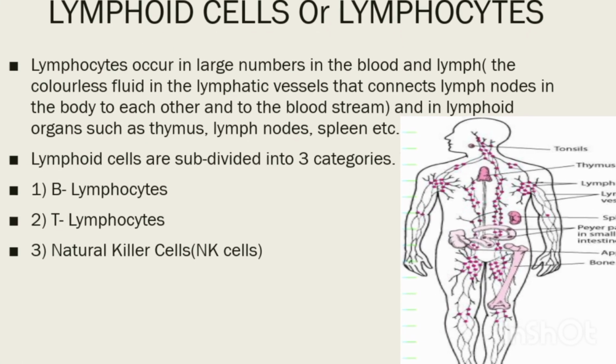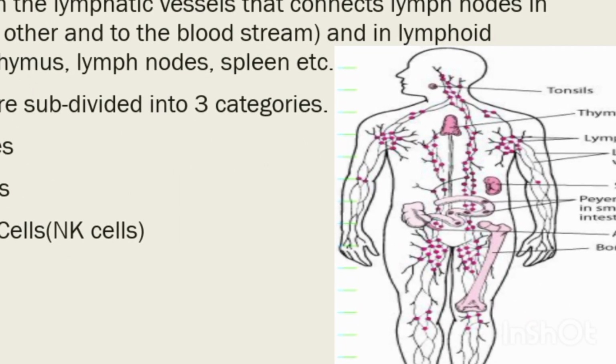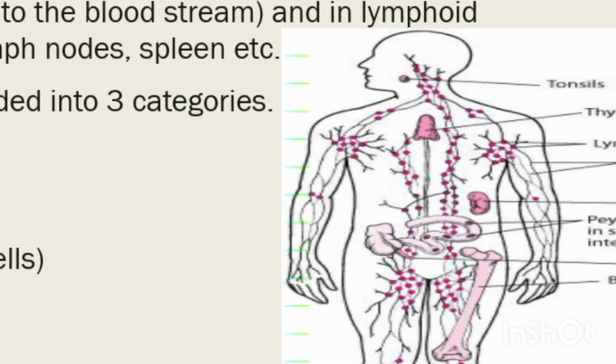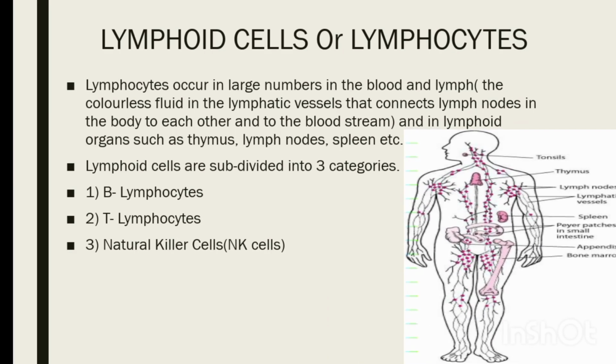You can see in the diagram, the pink dots represented are the lymph nodes, and connecting the lymph nodes you can see the lymphatic vessels. And you can see lymphocytes also in the lymphoid organs such as thymus, lymph nodes, spleen, etc. Thymus and spleen can also be seen in the picture.